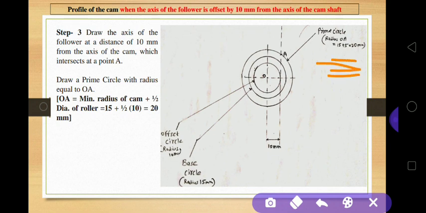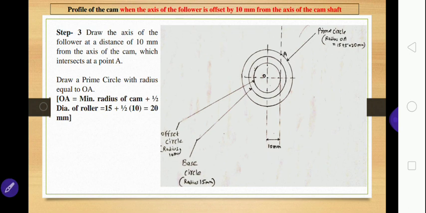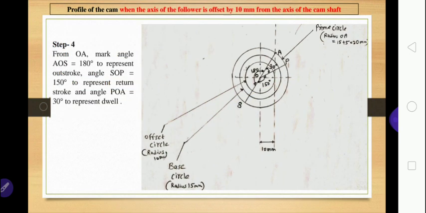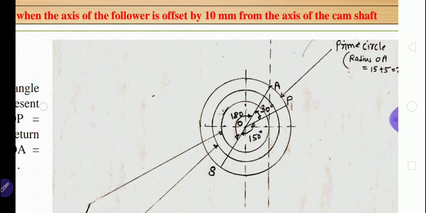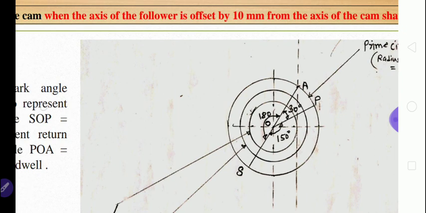Wherever the axis of the cam cuts this prime circle, we have given the name point A. This is our third step, to draw the prime circle and to give the name A to that point. Fourth step, now from that OA we have to mark all the angles given in the problem.